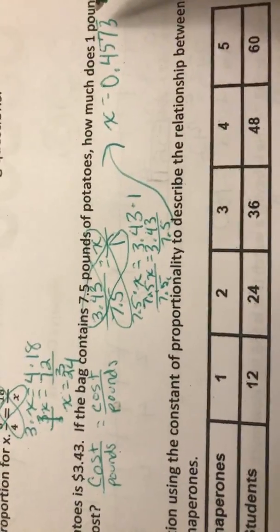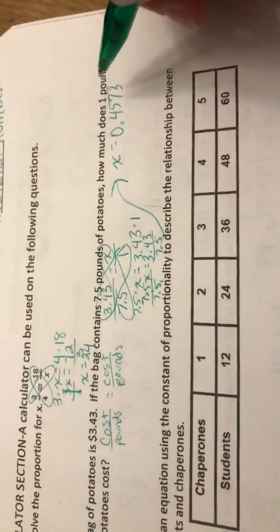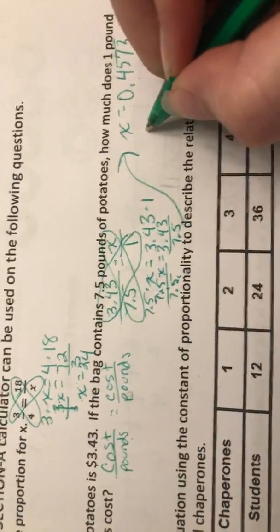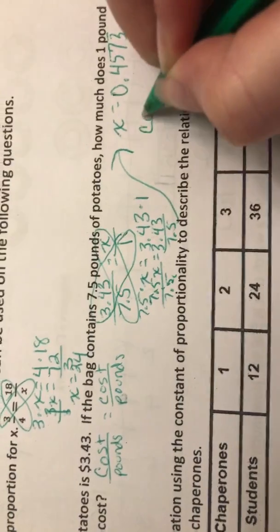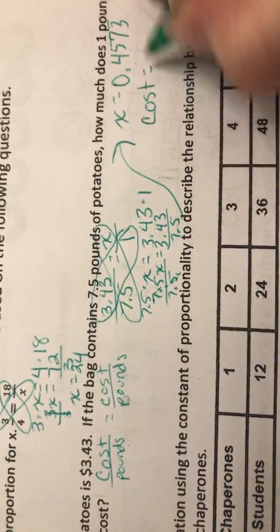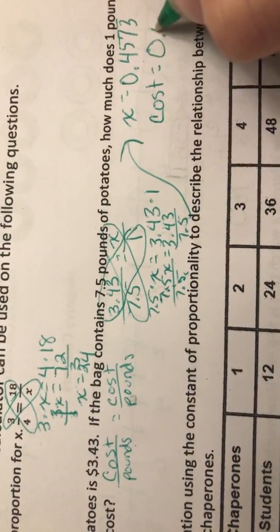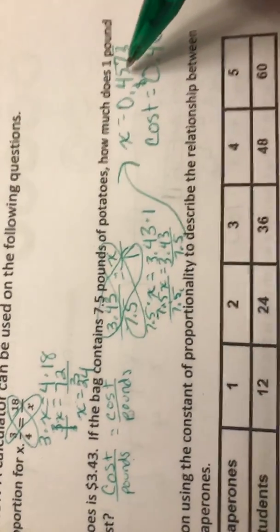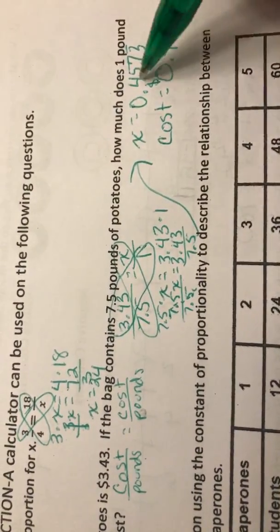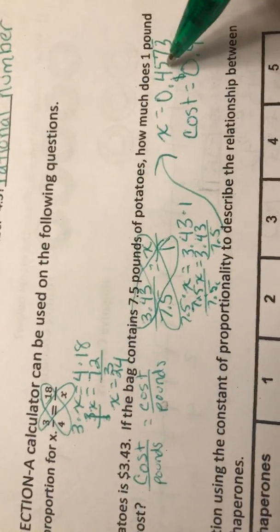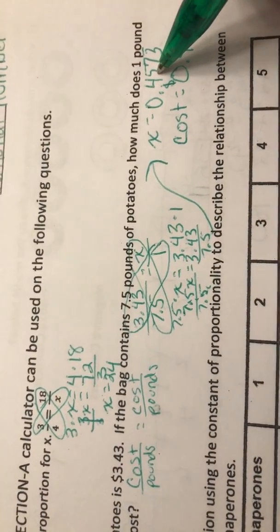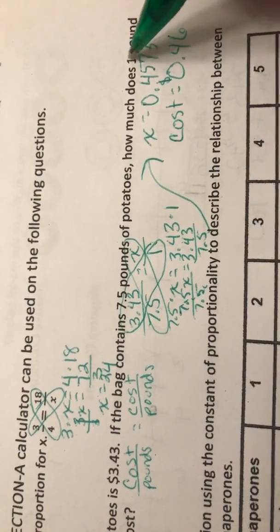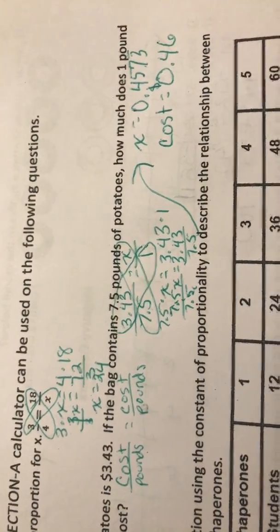If we're looking for the cost, our cost needs to be in dollars, which means we can only have 2 decimal places. So our cost is equal to $0.46. We get 4.6 instead of 4.5 because if we look at the 5, that's the place we're rounding to. The number behind it is greater than 5, so it bumps up the 5 to a 6 when we round.